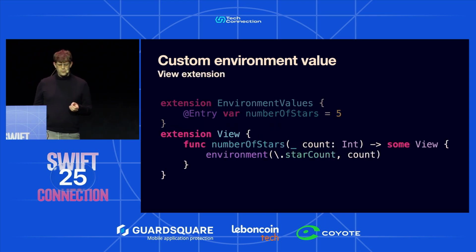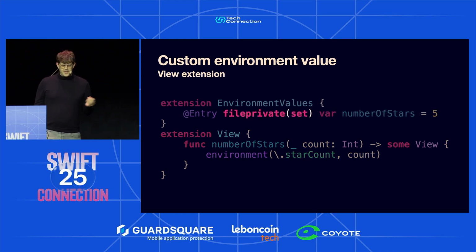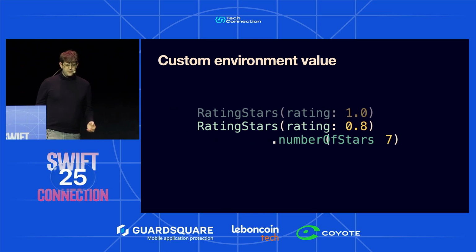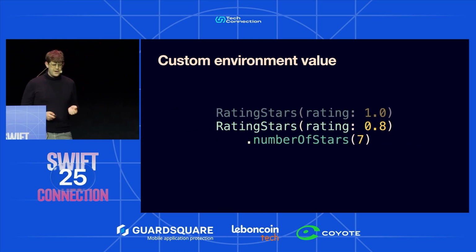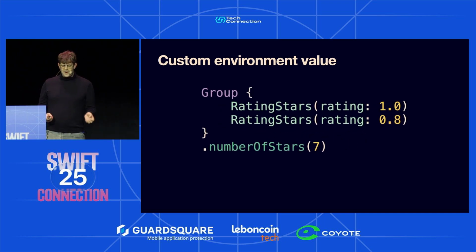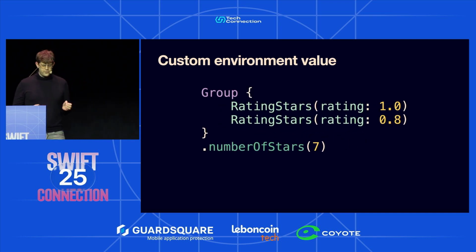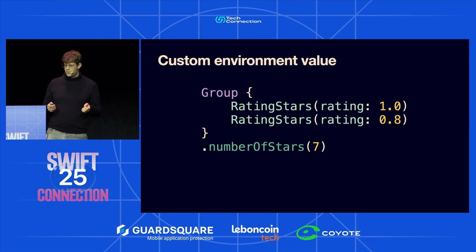So you can also introduce a small helper on the extension of a view that would be a method with the number of stars. And you can even go further and make this field private(set) so that it's not writable anymore from any kind of file. So you have to use the modifier that you just created. And now this feels more like SwiftUI. And the benefit of the environment underneath allows you to provide the same thing for multiple views because of the way the environment works.